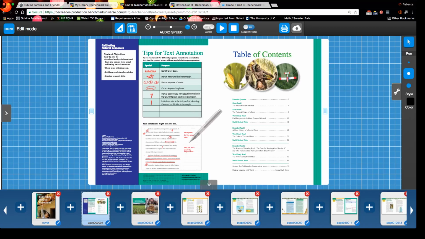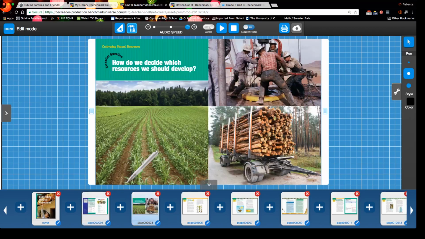This is the table of contents. We will be starting with Share Read 1, the structure of a corn plant. So that's where we're going to go now. But before we get there, we need to look at our essential question. The essential question appears right up here on page 3: How do we decide which resources we should develop?